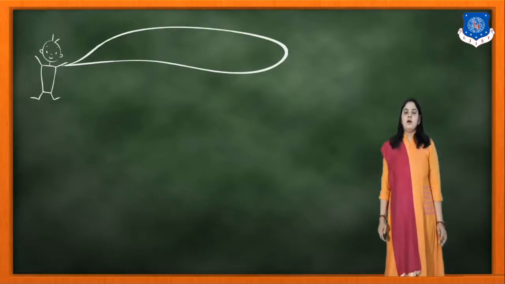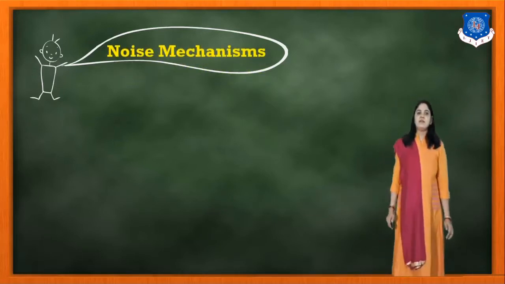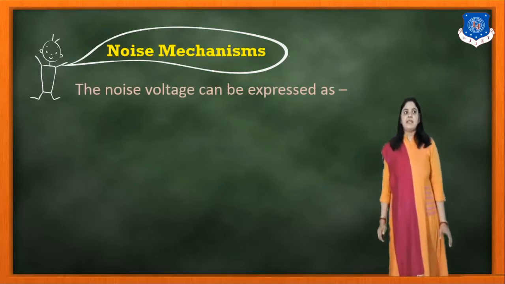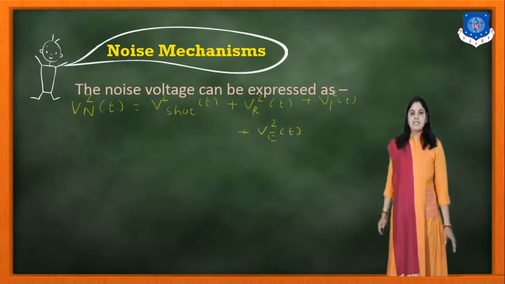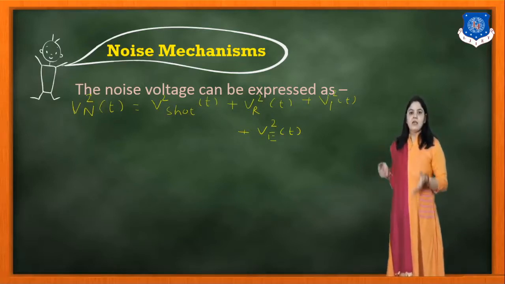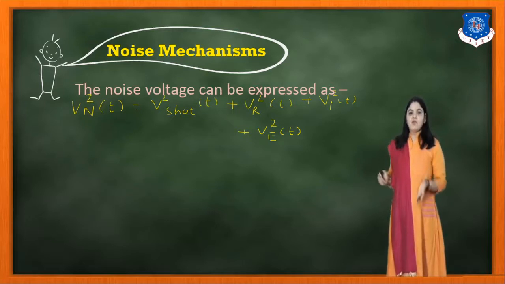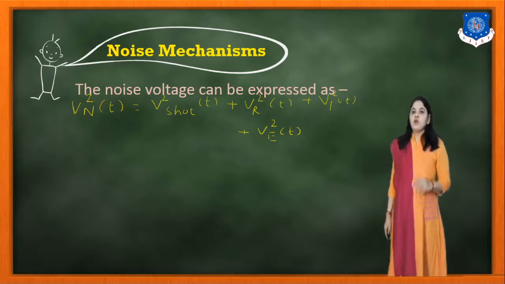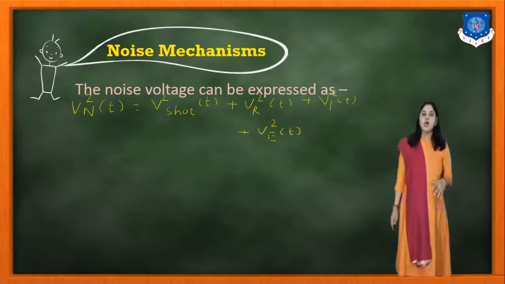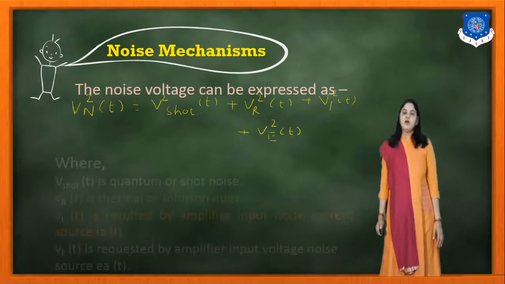So that is why we study the noise mechanism. The noise voltage can be expressed as V_n²(t) is equal to V²_shot(t) plus V²_R(t) plus V²_I(t) plus V²_E(t). So the noise is a combination of all the different kinds of noise.